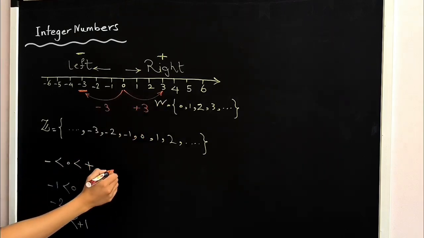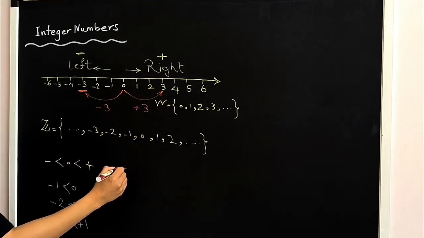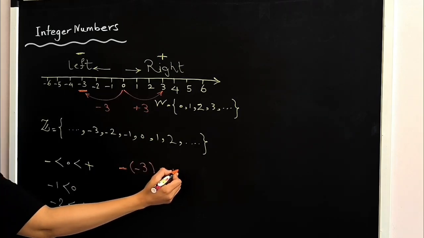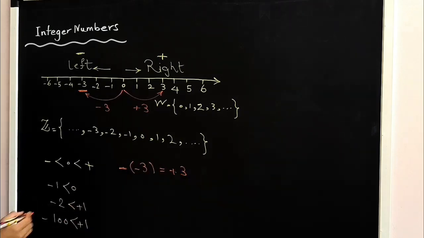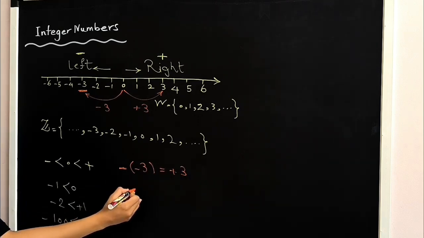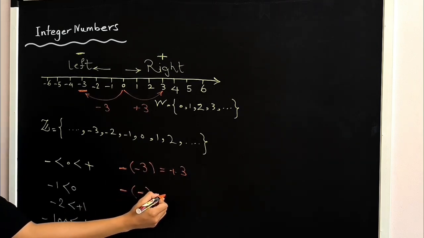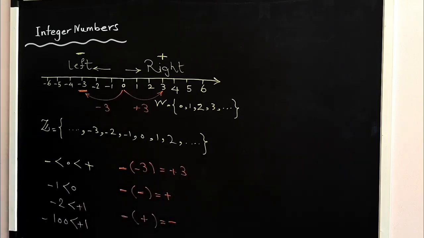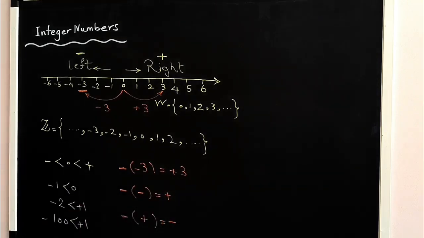To find the opposite of a number, we simply change its sign. Positive becomes negative, and negative becomes positive. In other words, the opposite of a negative number is positive, and the opposite of a positive number is negative. And by placing a minus sign in front of parentheses, we can represent the opposite of any number.